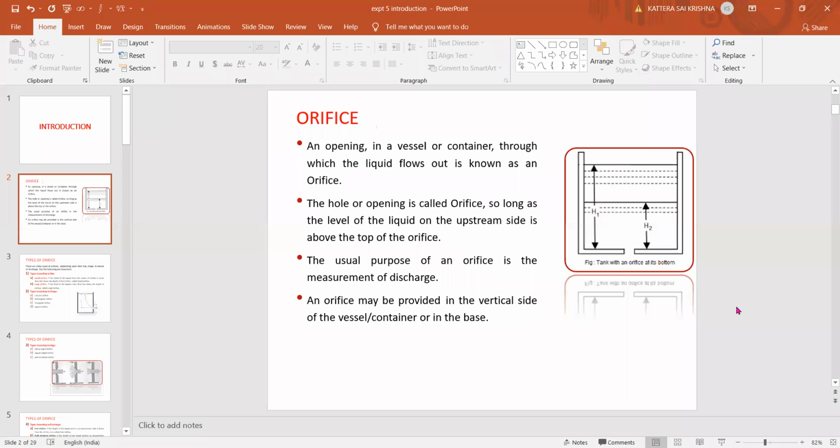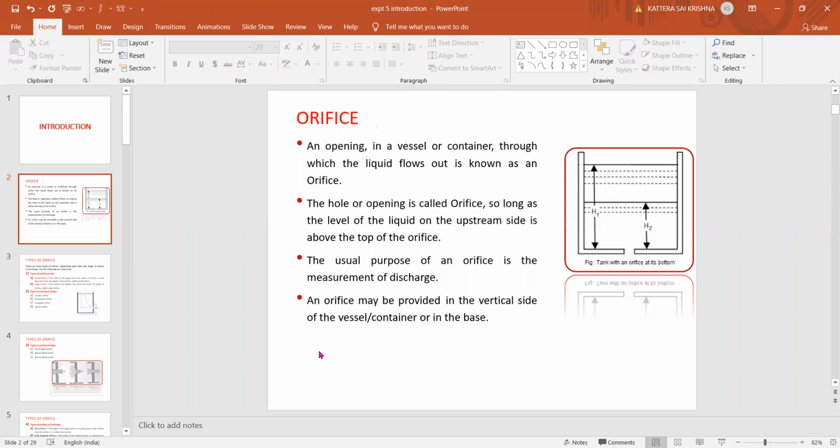The usual purpose of an orifice is the measurement of discharge. Already we know the main purpose of an orifice or venturimeter is finding the discharge of the flow. So what is discharge? Discharge means rate of flow. How much volume of water is coming out per second is called discharge.